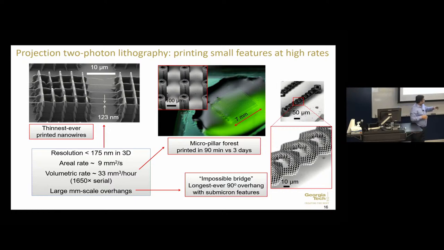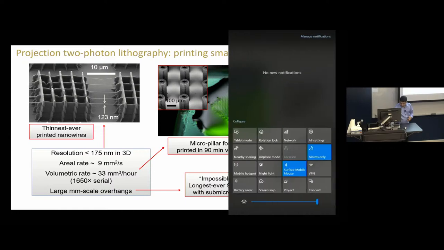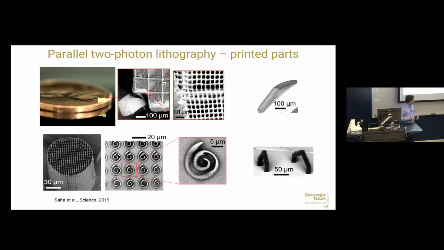And then we printed this impossible bridge, which is a very long 90-degree overhang bridge with submicron features and printed on a lens scale of about a millimeter. So again, these are very, very challenging to print using any other technique. Some other structures that we printed.